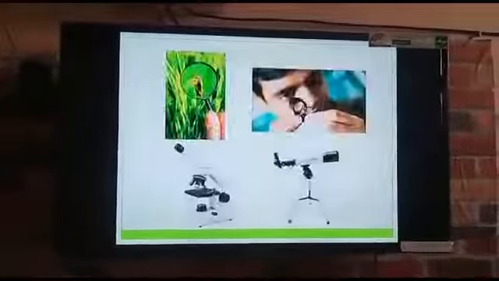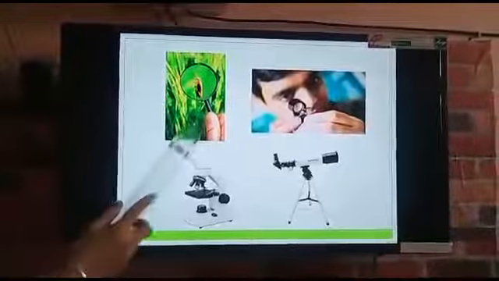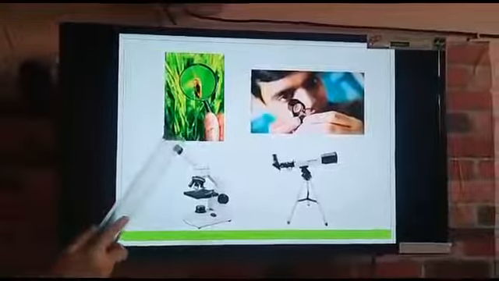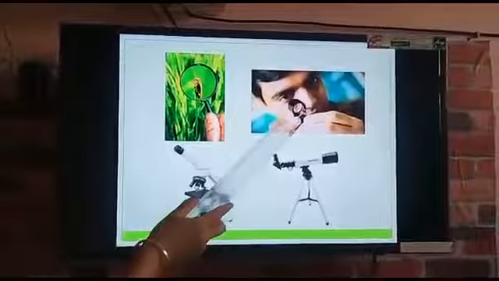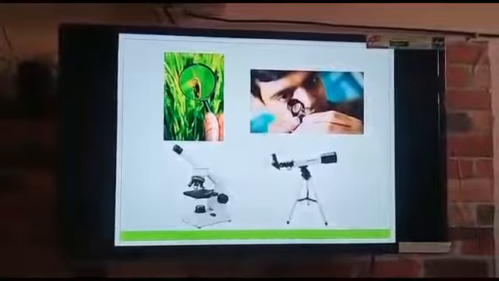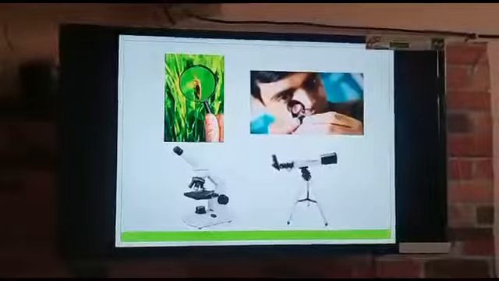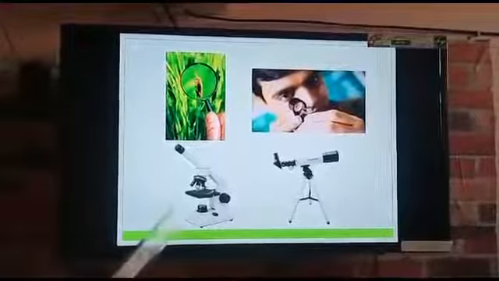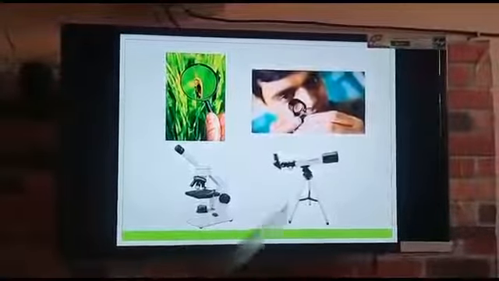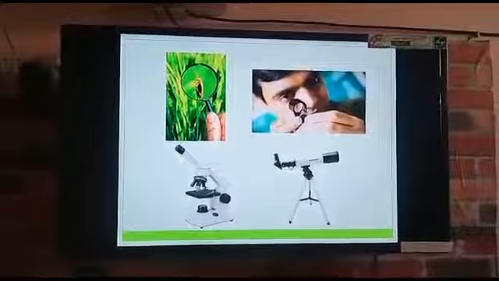You might have used magnifying glasses to see smaller objects. You might have seen jewelers using lenses to see the small parts of the jewelry. In your school also, you might have used or seen microscopes. Lenses are also used in telescopes as well.